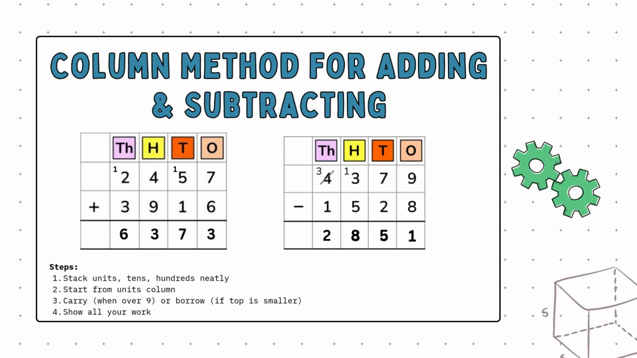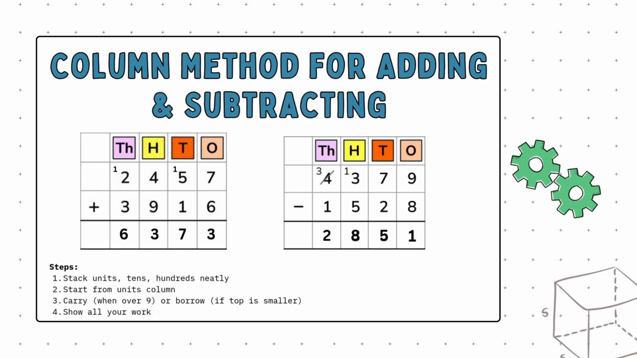Let's look at how to add and subtract using the column method. The first and most important step is to line up the digits carefully in columns. If you don't add them up in columns, I can't mark it correct, because then it's not the column method. This means putting the units under units, tens under tens, hundreds under hundreds, and so on.